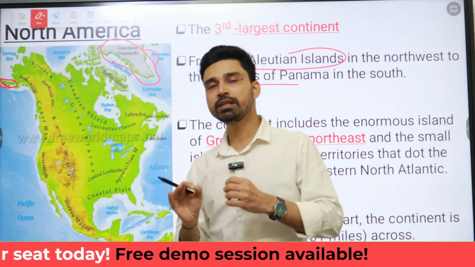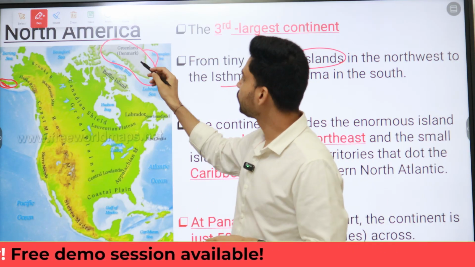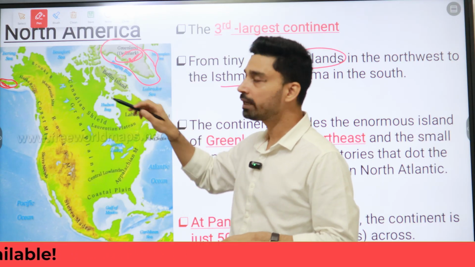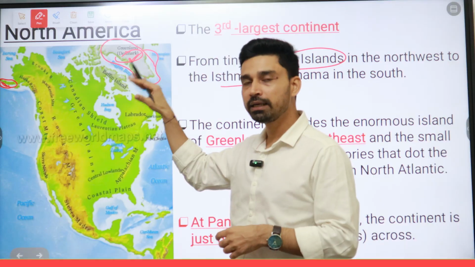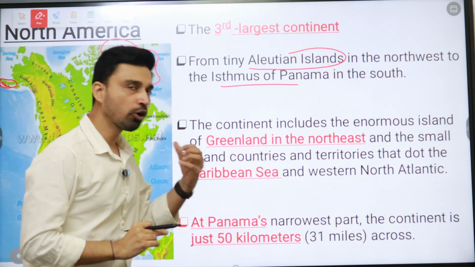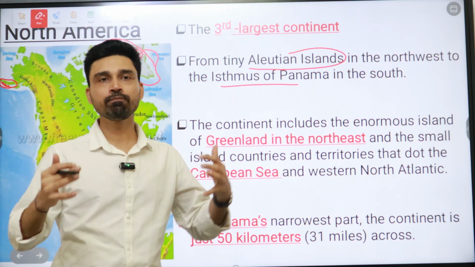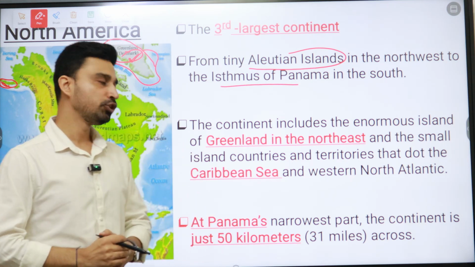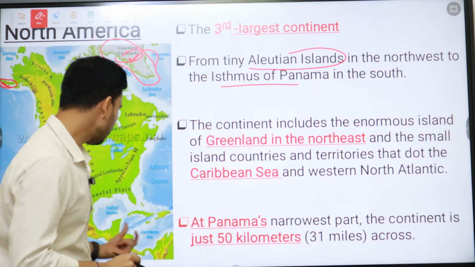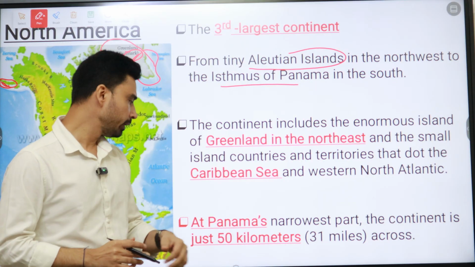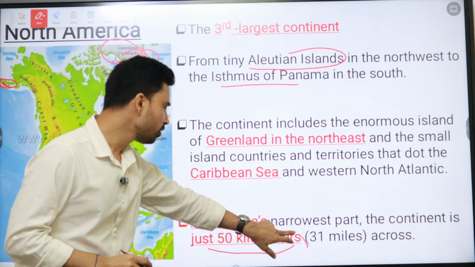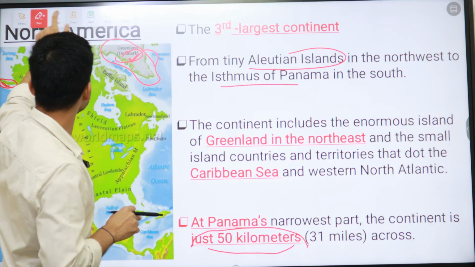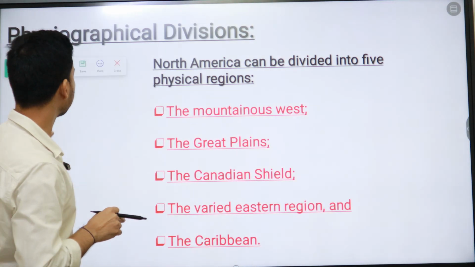And that's a very interesting fact you should keep in mind: though politically Denmark is controlling Greenland, Denmark is part of Europe and at the same time Greenland is part of the North American continent. So this is an example of how many times the physical geography does not completely coincide with the political geography as such. Similarly, if you look at Panama, here you have the narrowest stretch of the continent, which is roughly 50 kilometers or somewhere about 31 miles as such. So this is overall the brief description of North America.